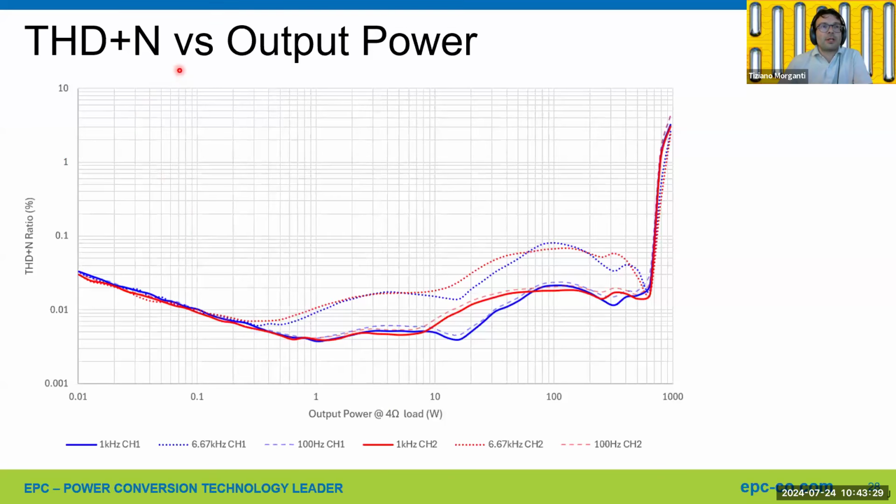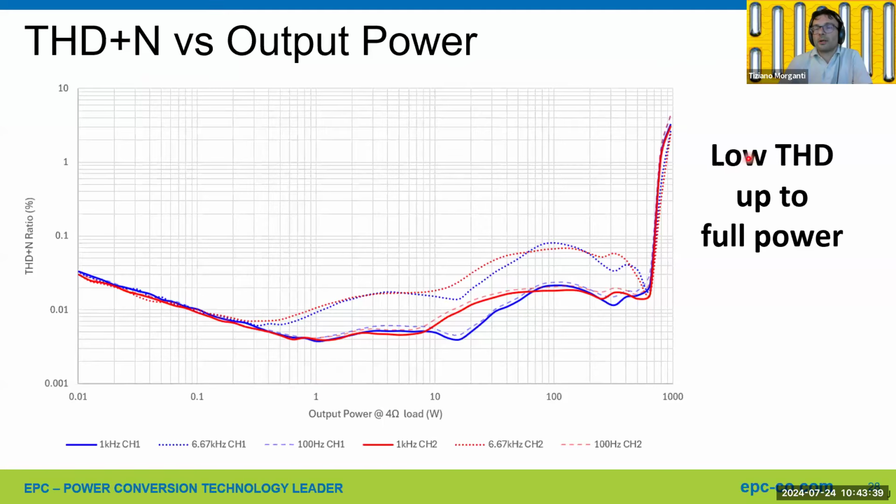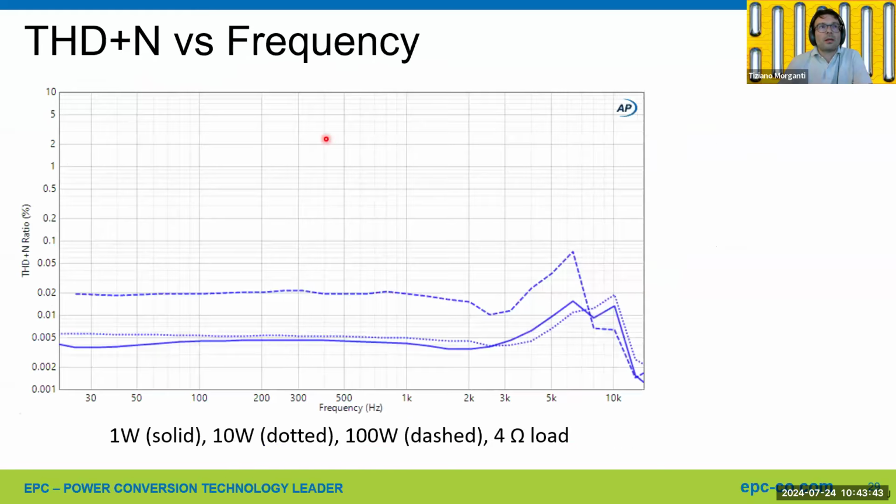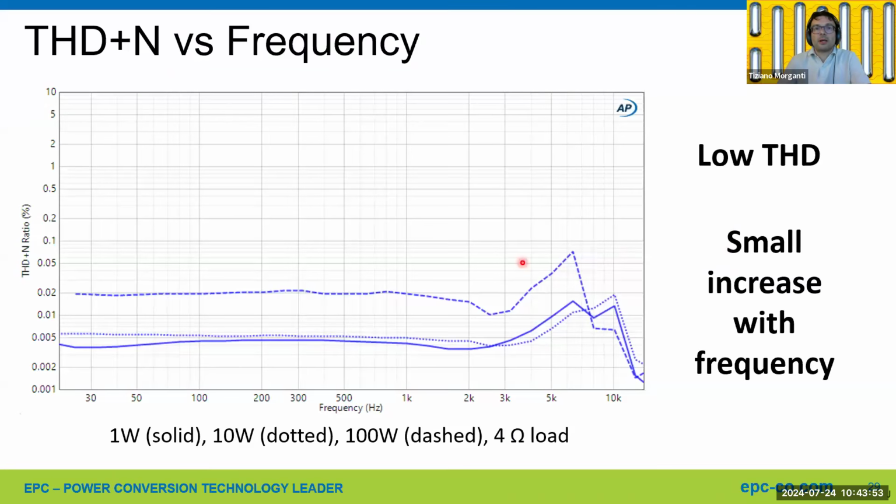This is the THD versus the output power on 4 ohm. It's measured at 100 Hertz, 1 kilohertz, and 6.67 kilohertz. So we have low THD up to full power. This is THD versus frequency at 1 watt, 10 watt, and 100 watt on 4 ohm load. So we have low THD, increasing just a little at high frequency.